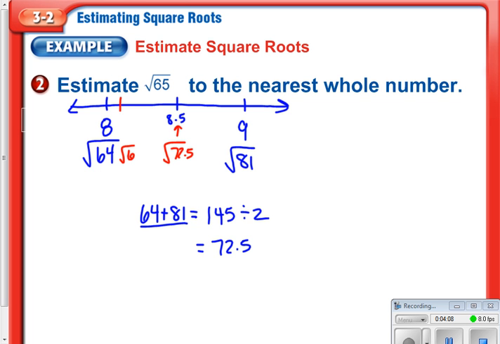So something like this you actually wouldn't even really need to do a number line for, because you see the square root of 64 and the square root of 65. Well, the square root of 65 is way closer to 64 than it would be to 81. So when you round to the nearest whole number here, the square root of 65 is approximately 8.